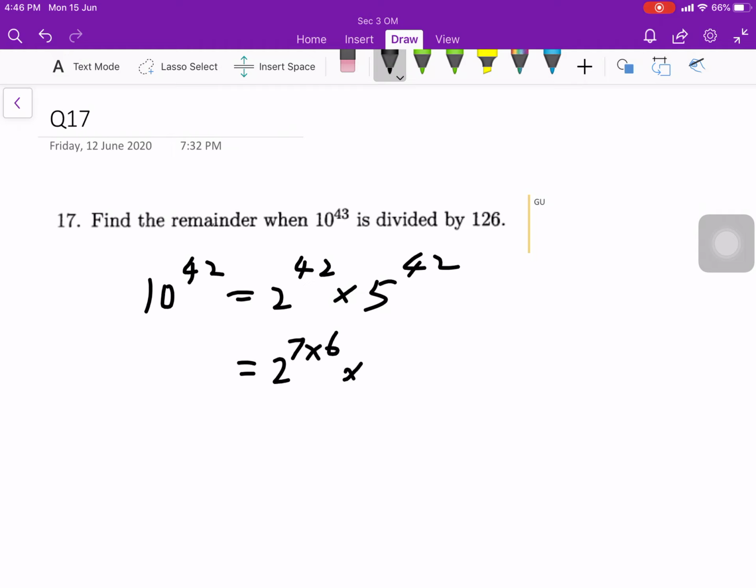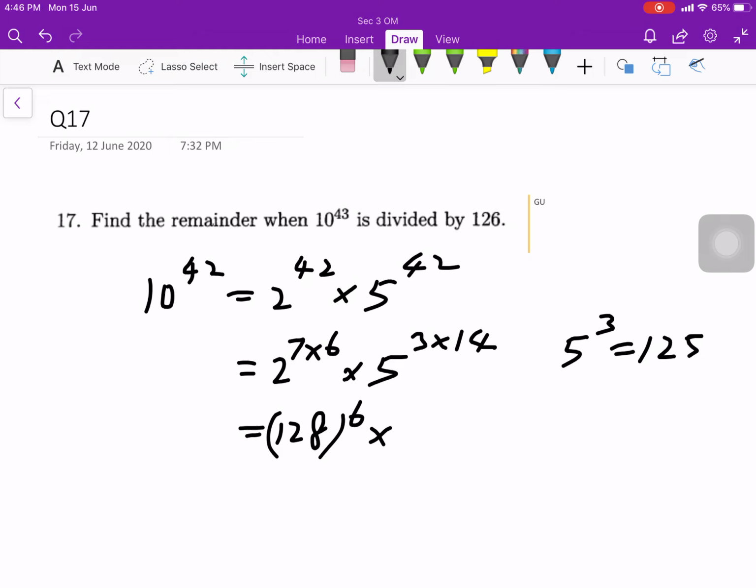That's one way. Then for your 5, I want to split them as 3 times 14. Remember what I said, it has something to do with 125. In this case, 2 to the power of 7 is actually 128, and then raised to the power of 6. And 5 to the power of 3 is actually 125. Therefore, this is 125 raised to the power of 14.